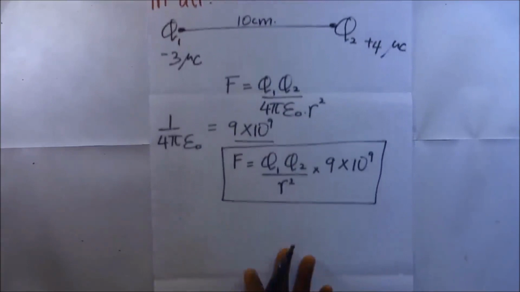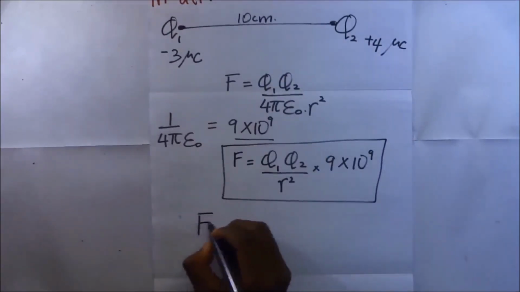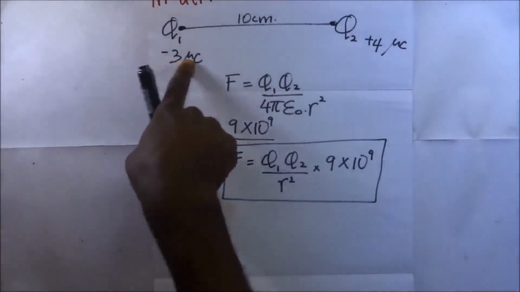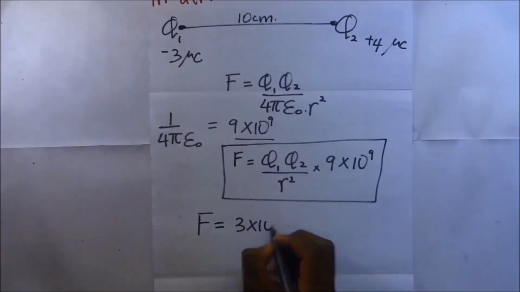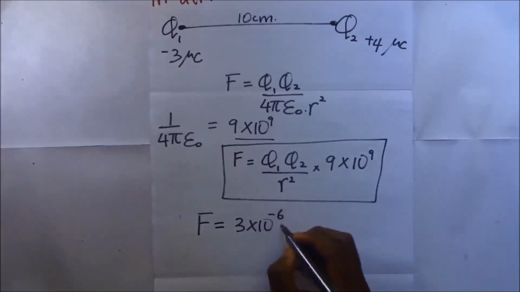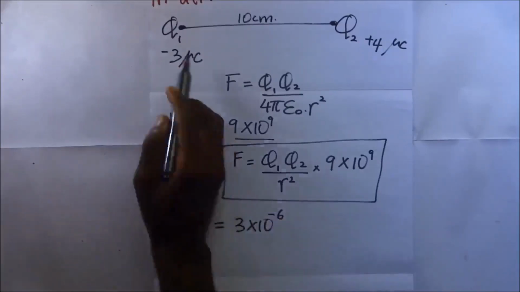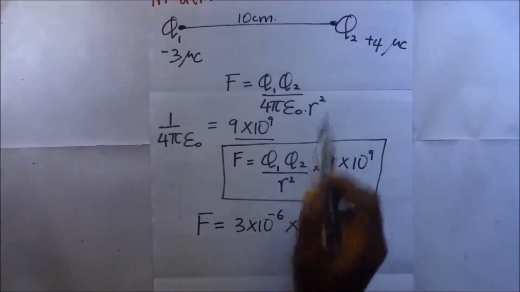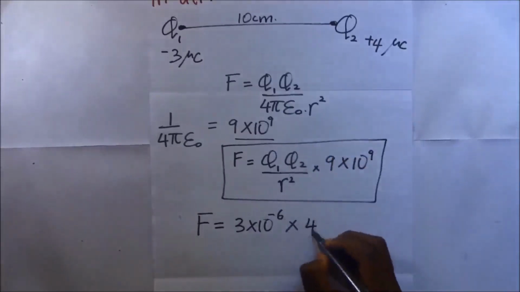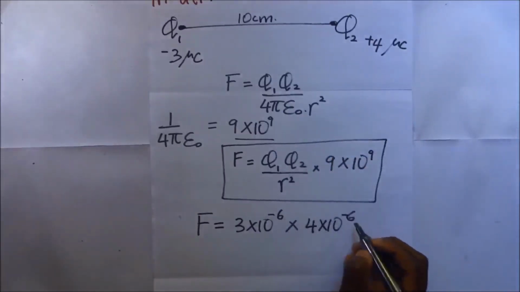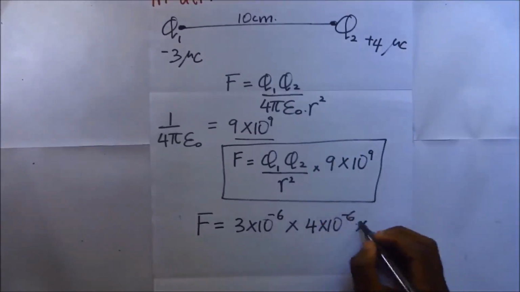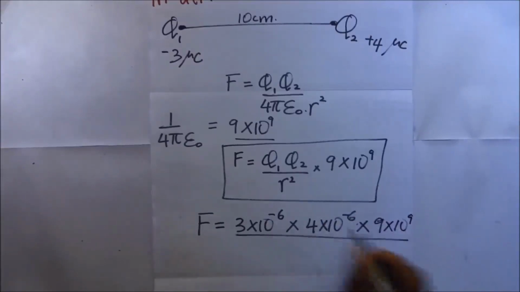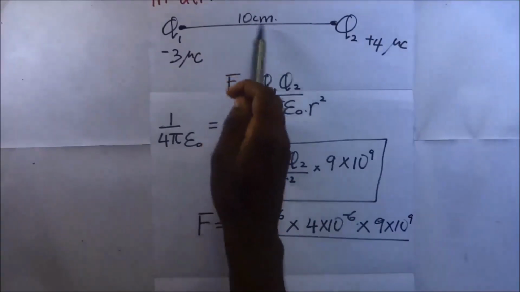So to go back, our force is going to be Q1, which is 3 times 10 to the power negative 6. It's times 10 to the power negative 6 because it is microcoulombs. Multiply that by Q2, which is 4 times 10 to the power negative 6, and multiply that by 9 times 10 to the power 9. Divide all that by the square of the separation.